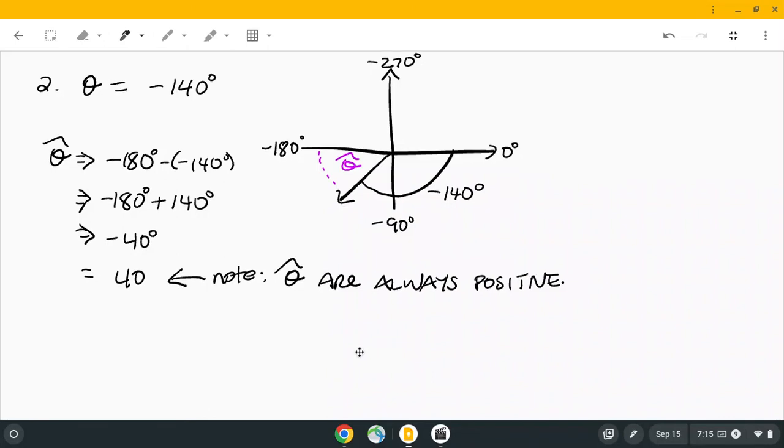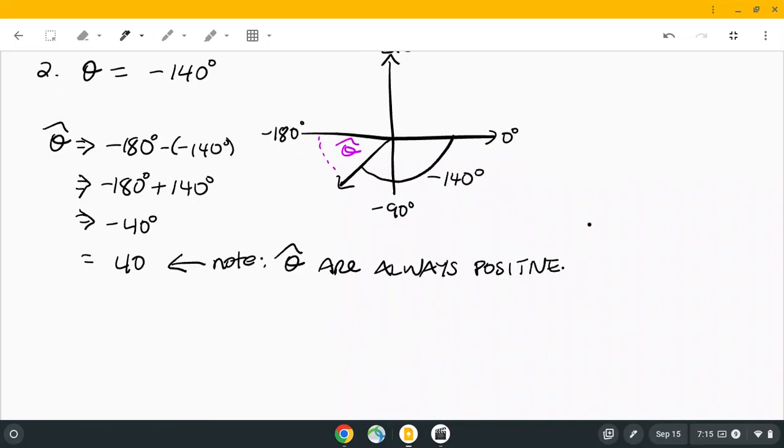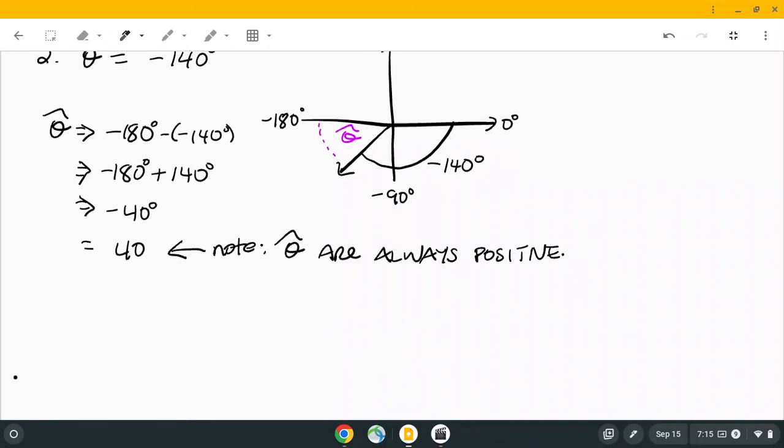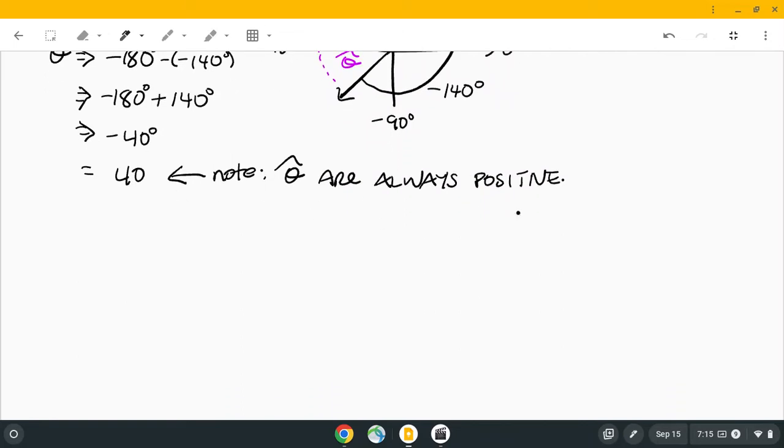Okay, so go ahead and try these. Try to find the reference angle for each of these.